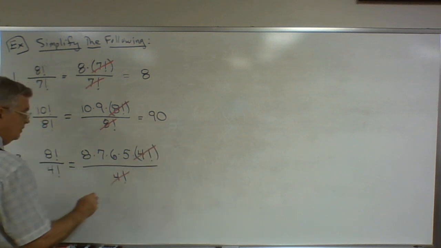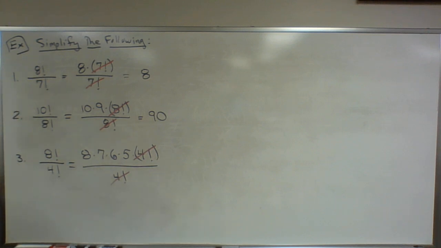And holy moly, I have no idea what this should be. 56 times 5 is 280, times 6. Good grief. I think it's, yeah, 280 times 6 is 1680, I think.